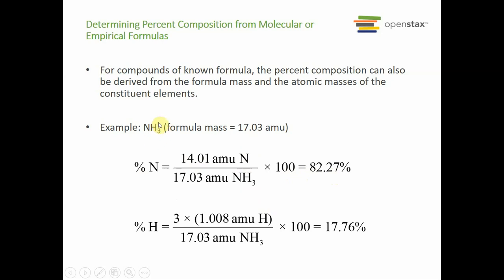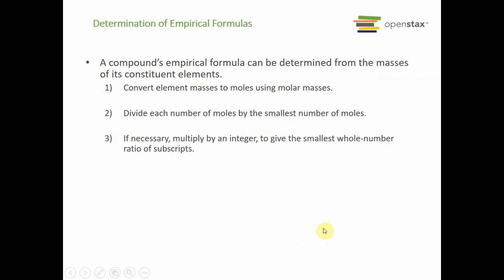Similarly, we can look at the three hydrogens and say, well, 3 times the atomic mass units that represent the atomic mass of hydrogen divided by the mass of the molecule of 17.03 atomic mass units times 100% yields 17.76%. A compound's empirical formula can be determined from the masses of its constituent elements.